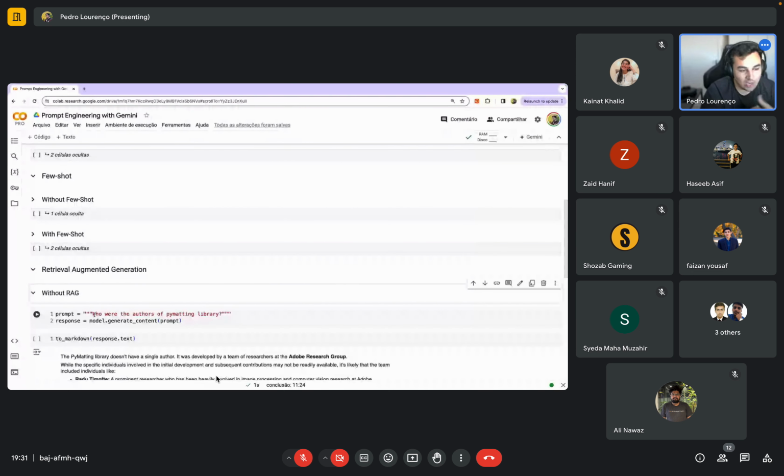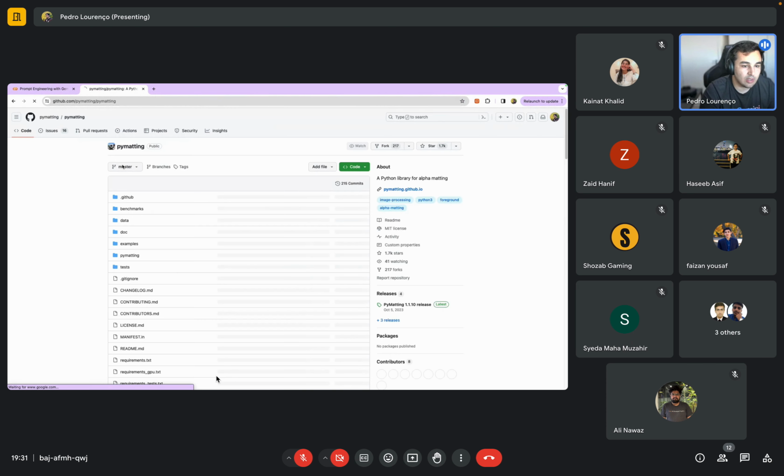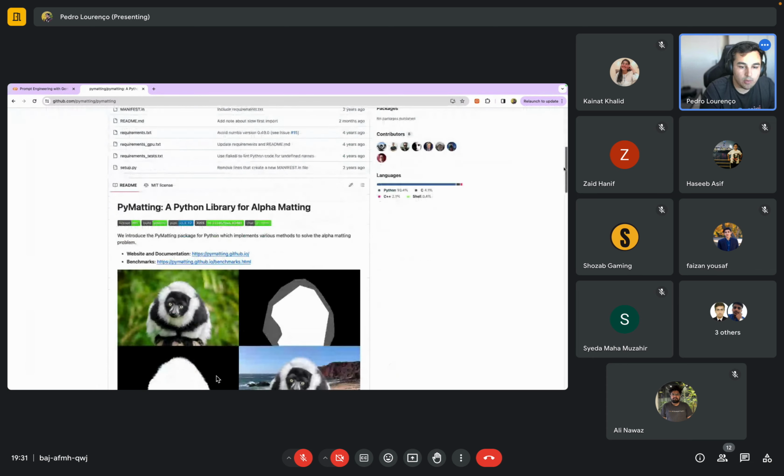So the idea here is that you have this big code base, and you want to make an application that answers questions given this code base. My question is, who are the authors of the PyMatching library? PyMatching is a Python library, and you can imagine that it's not a very famous one, so probably the model won't know the answer. And we can see here the authors were Thomas Jarmer, Tobias Wellmer, Stefan Conrad, Stefan Harmelin.